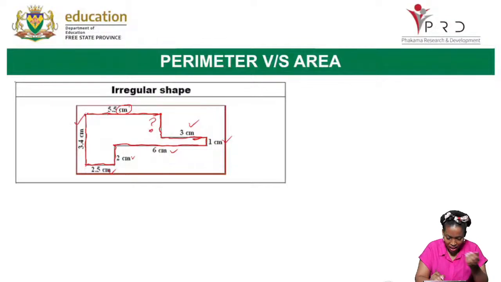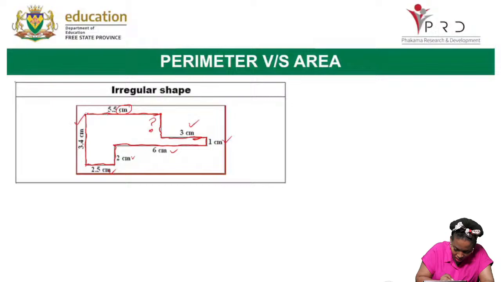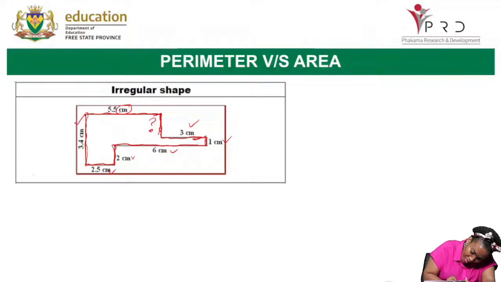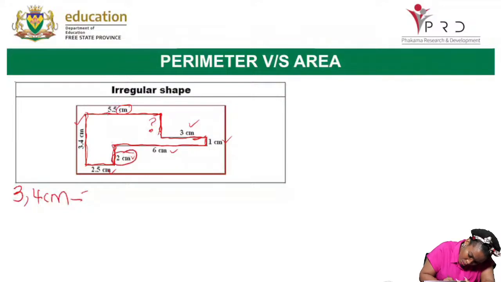So for us to find this side, how do we find this side? We know that from here up to here it is 3.4. So if you take out this part, this is 2. If you take out this part, this is 1. Whatever is left would be 4 for this part. So let us do it together. We'll say 3.4 centimeters minus this 2 here, minus 2 centimeters, minus this 1 centimeters.